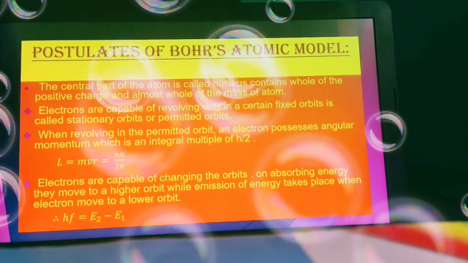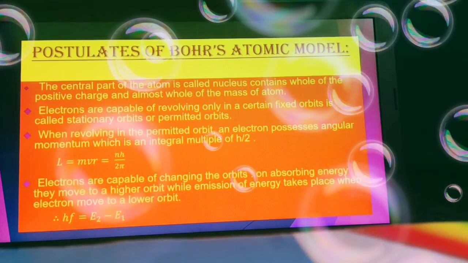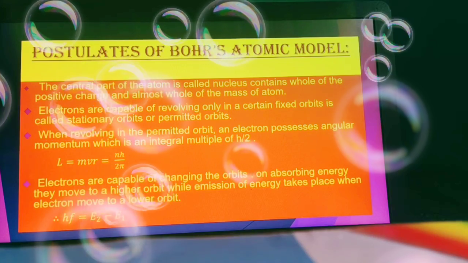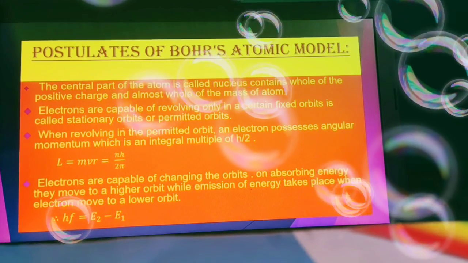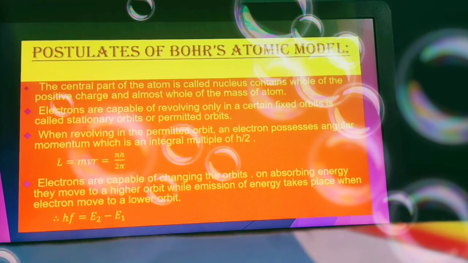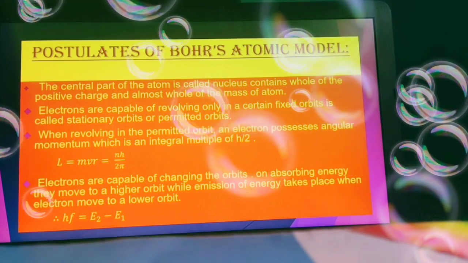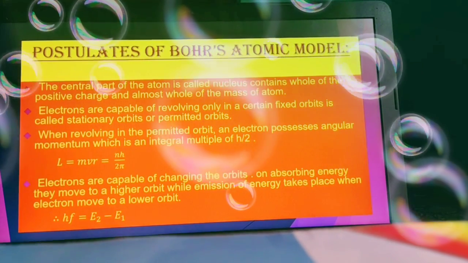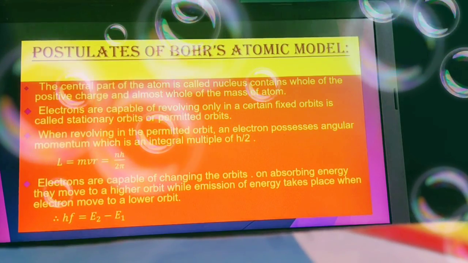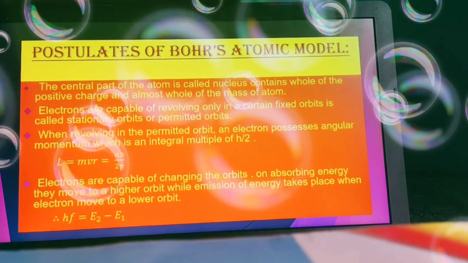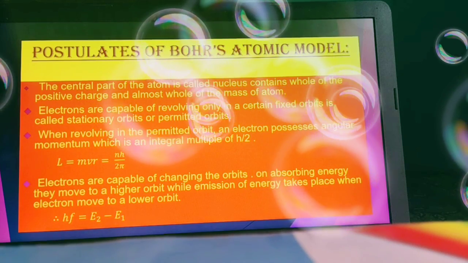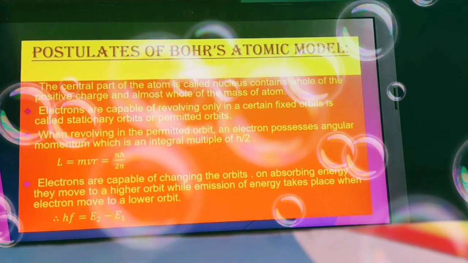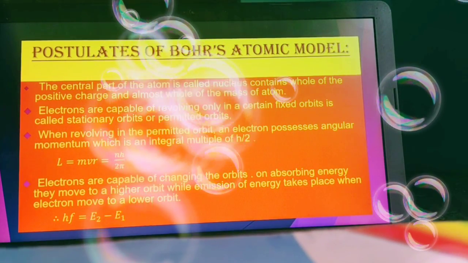The last postulate is electrons are capable of changing the orbit. When electrons change orbits, if they move to a higher orbit, they absorb energy, and when an electron moves to a lower orbit, emission of energy takes place. Thus, hf equals E2 minus E1.